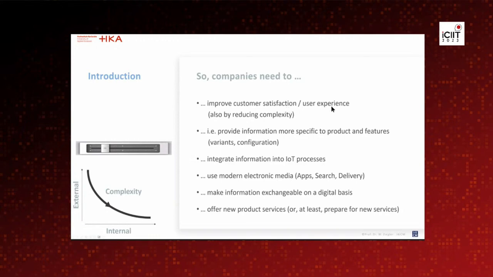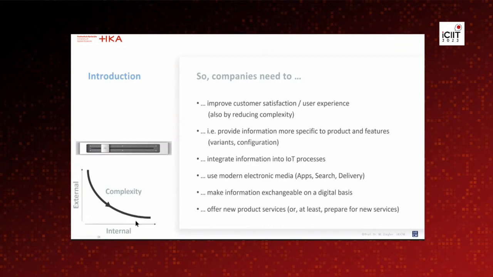They want to improve user experience, and improve customer binding. But this just means they have to reduce complexity for the people who are looking for information. So the level of complexity has to go away from the external side. It should be less complex for the outside world, for the users, for technicians. But this also means you cannot just delete complexity because it's in your products.